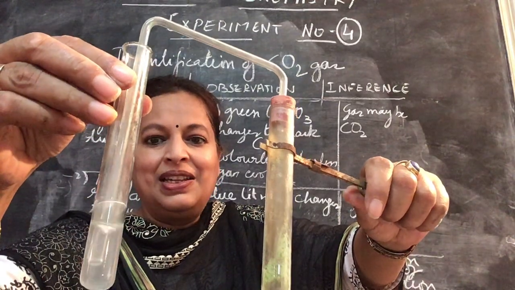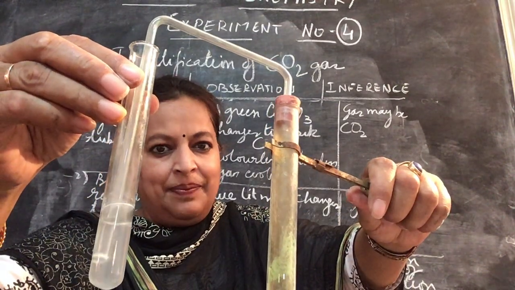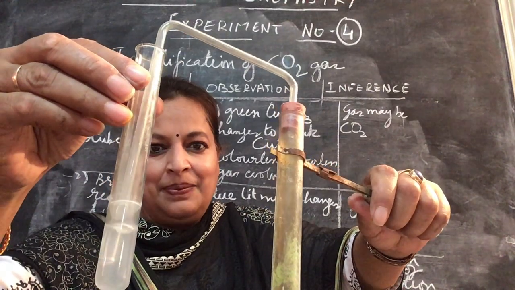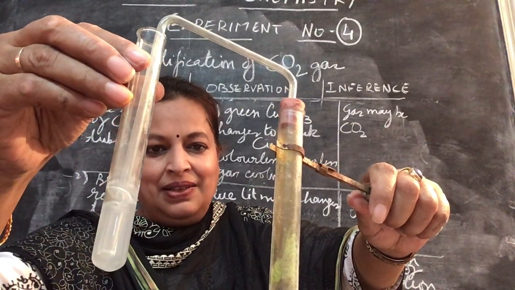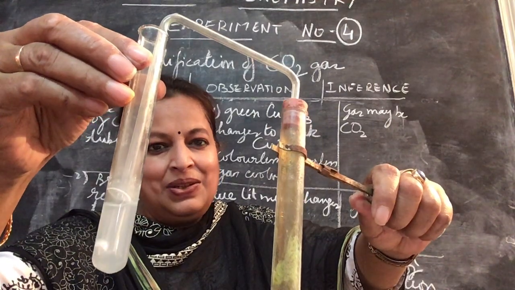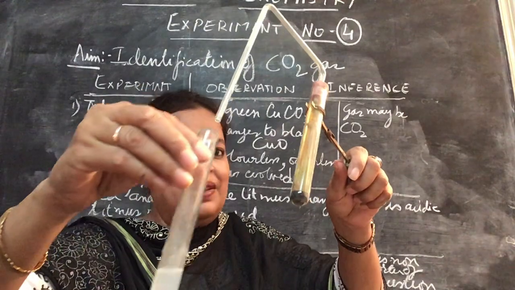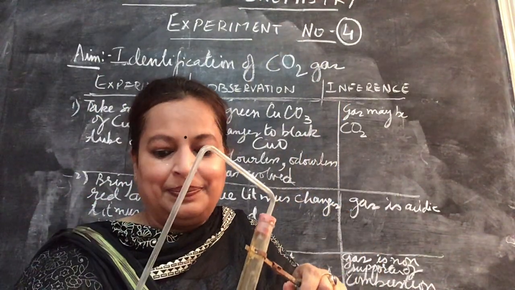Lime water changes milky. It was clear lime water. Can you see the milkiness appearing? Can you see it is turning turbid? Can you see? Slight milkiness is there? Yes? So what is this? This is the test for carbon dioxide, that lime water turns milky, right?